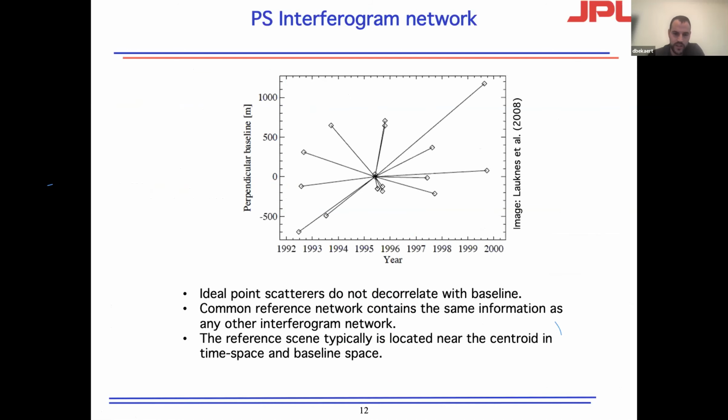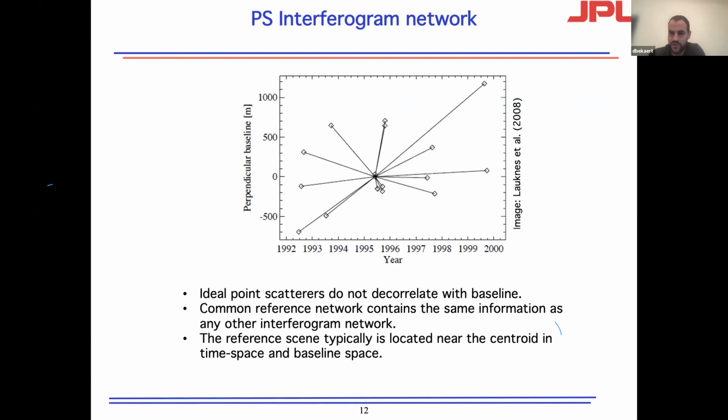So the PS interferogram network generally looks like a spider network. So it's a single reference network. The reason for doing this is that the point scatterers do not decorrelate with baseline. The reason why we would take the center of that network generally has to do with the ease of unwrapping.